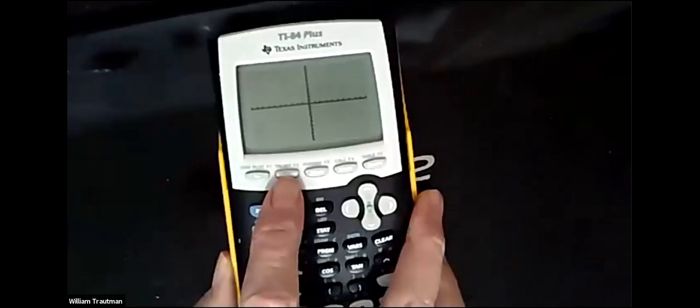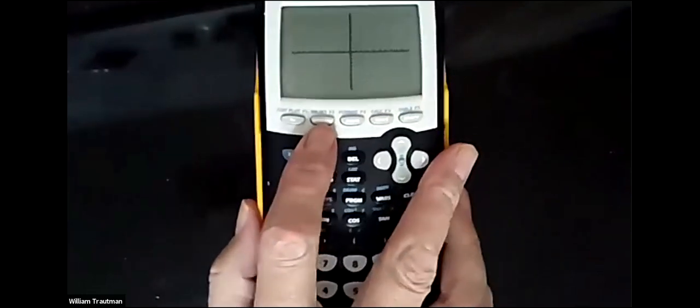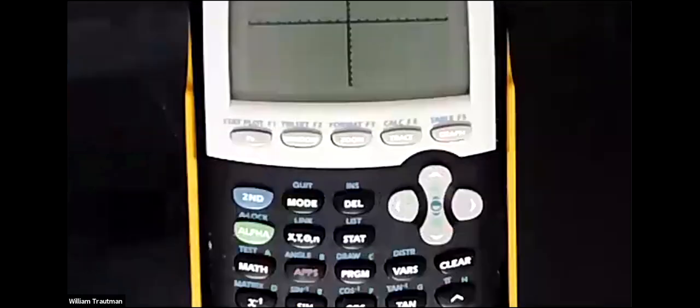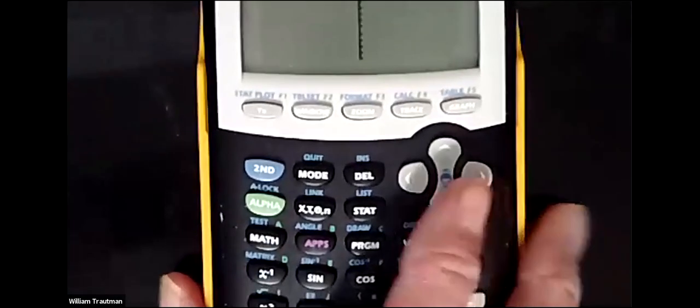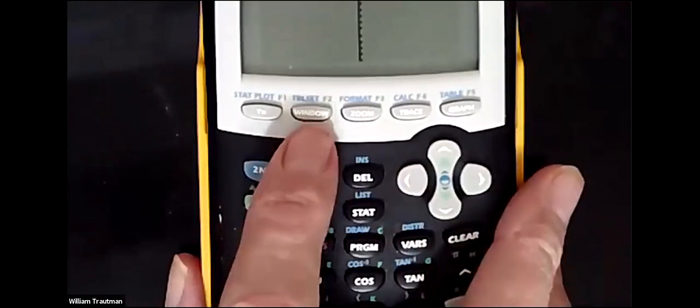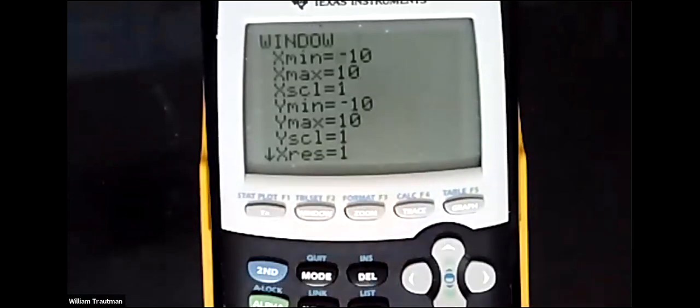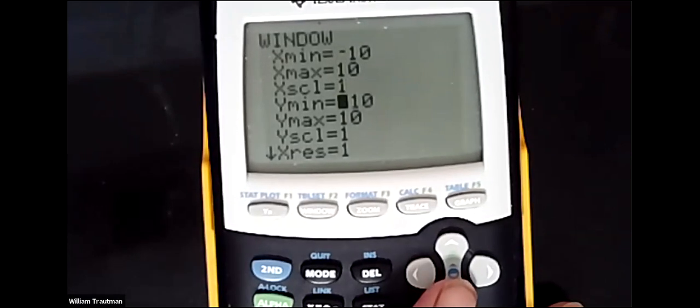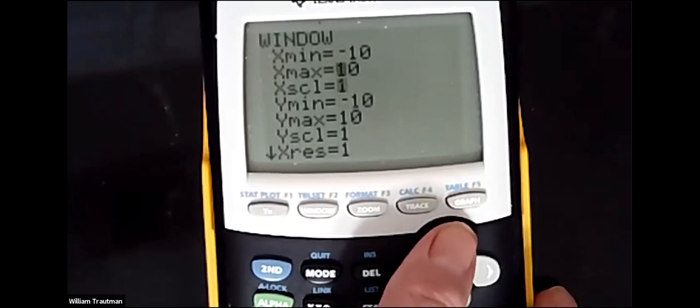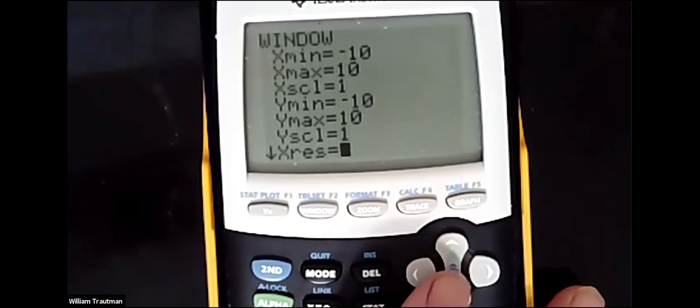If I go to Windows, right here it says Windows. Really hard to see, but it does say Windows. There, I zoomed in on it. It says Window right there. Let's go to Window. And my x-axis is set at -10, 10. And my y-axis, y minimum, is -10, 10. So x scale should be 1, y scale should be 1, resolution should be 1.